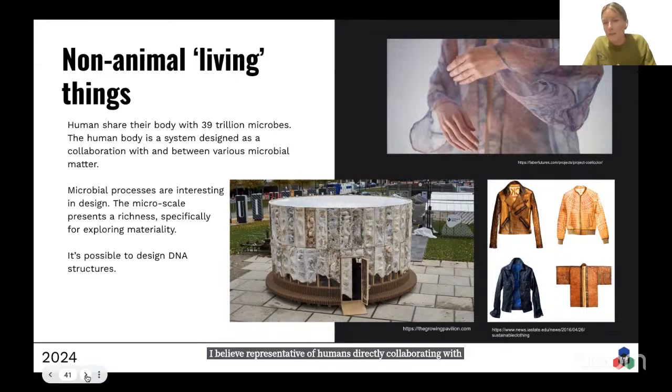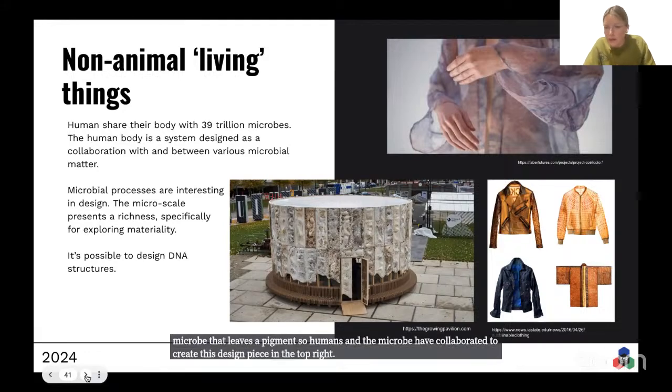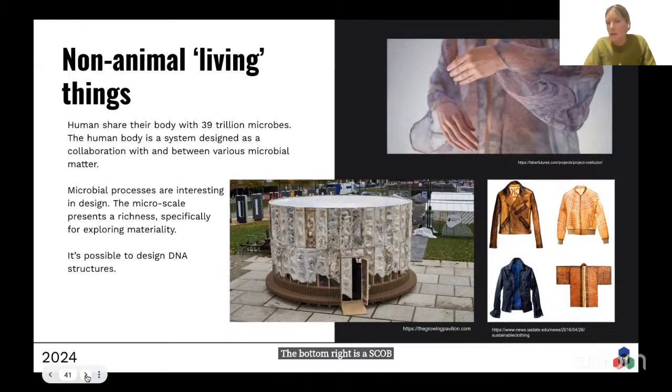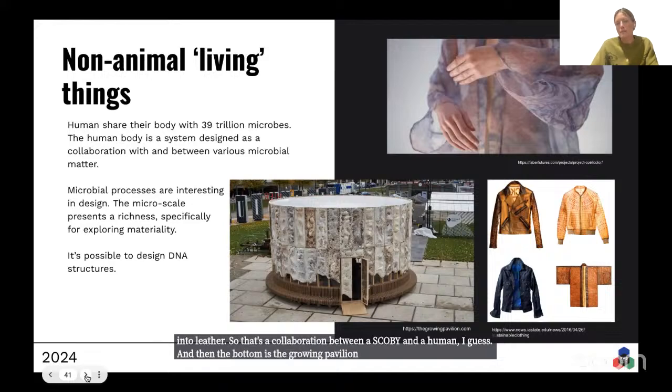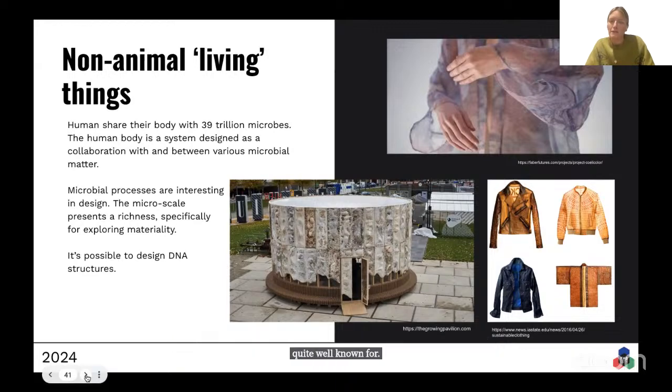The one at the top right is a microbe that leaves a pigment. So humans and the microbe have collaborated to create this design piece in the top right. The bottom right is a SCOBY. So this is a kombucha SCOBY, which has been made into leather. So that's a collaboration between a SCOBY and a human, I guess. And then the bottom is the Growing Pavilion, which is a mycelium structure, which is quite well known, I think it was at Dutch Design Week in this context.